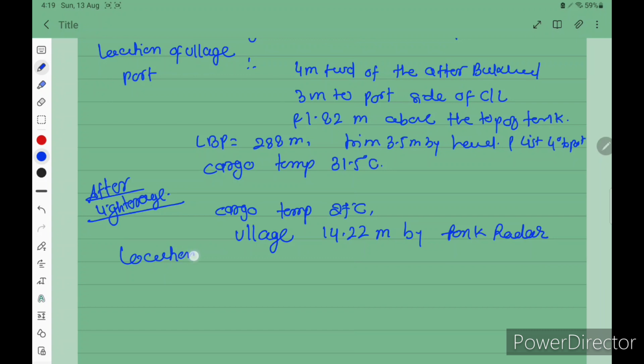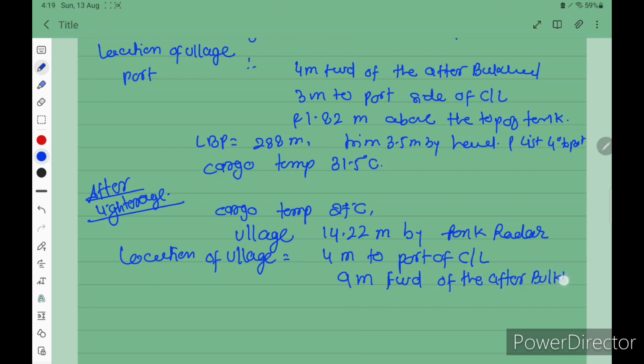Location of ullage, four meter to port of center line, 9 meter forward of the after bulkhead, and 92 centimeters, which we convert in meters, above the top of the tank.